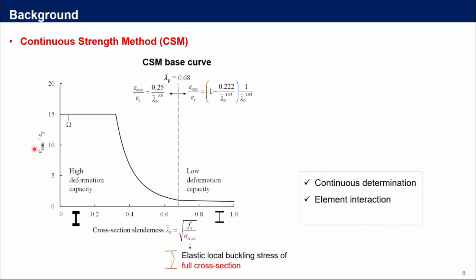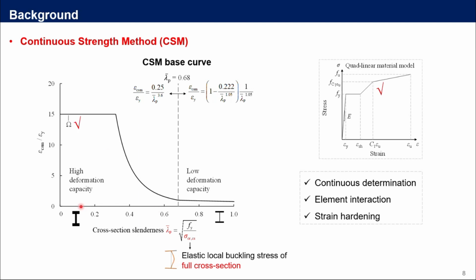And also the CSM strain limit is determined based on the cross-section slenderness λp, which is calculated using the elastic local buckling stress of the full cross-section, not only based on the most critical individual plate element. Therefore, the beneficial effect from the plate element interaction can be naturally accounted for in the CSM base curve. And for stocky cross-sections, the CSM strain limit is taken as even up to 15 times the yield strain. So for stocky cross-sections, strain hardening could be exploited.